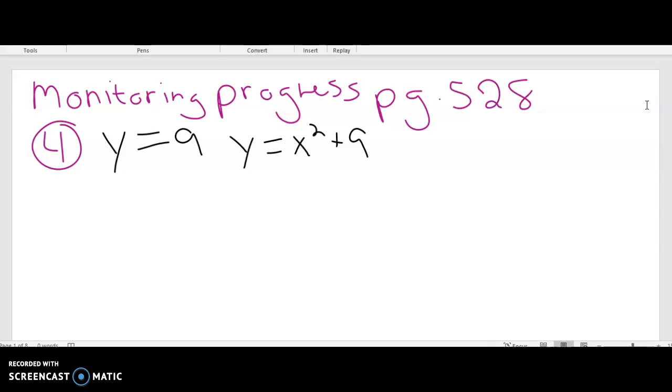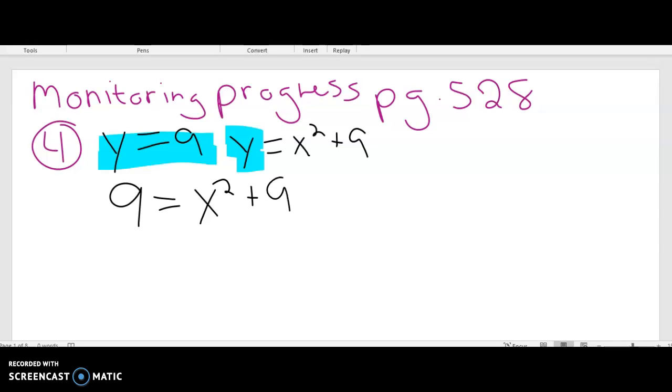So this is number 4. We have two equations here, y equals 9 and y equals x squared plus 9. What they want us to do when we are doing substitution is find something to substitute in for the other variable. They made it so easy for us because in this first one, it's y equals 9. So we're going to set these equal to each other. Where this y equals 9, we're going to plug that in for this y. So we're going to have 9 equals x squared plus 9.